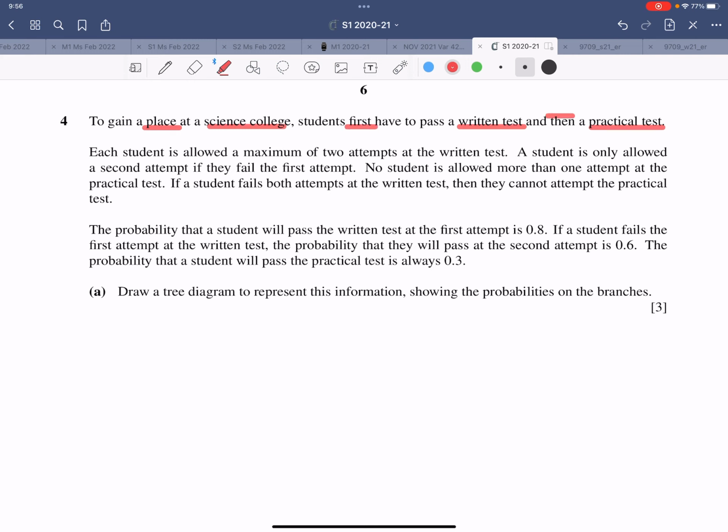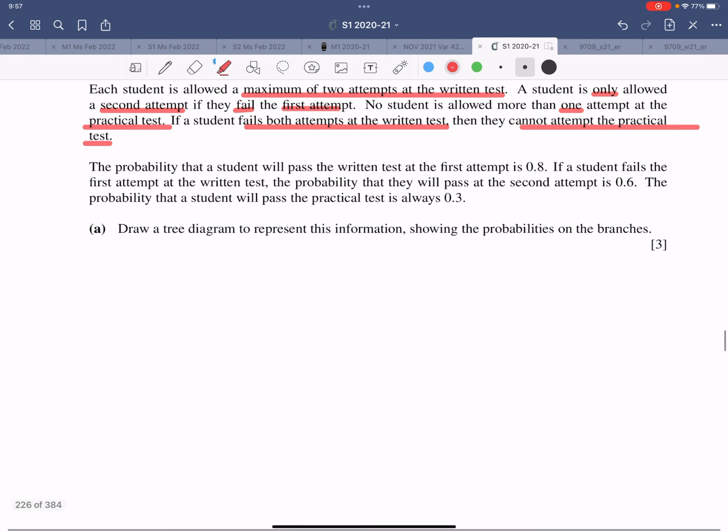Each student is allowed a maximum of 2 attempts at the written test. A student is only allowed a second attempt if they fail the first. Naturally, that's the case. No student is allowed more than 1 attempt at the practical. So practical is only 1 attempt. If a student fails both attempts at the written test, they cannot attempt the practical test. That makes sense. Now it says, find the probability that the student will pass, and now the probabilities are given.